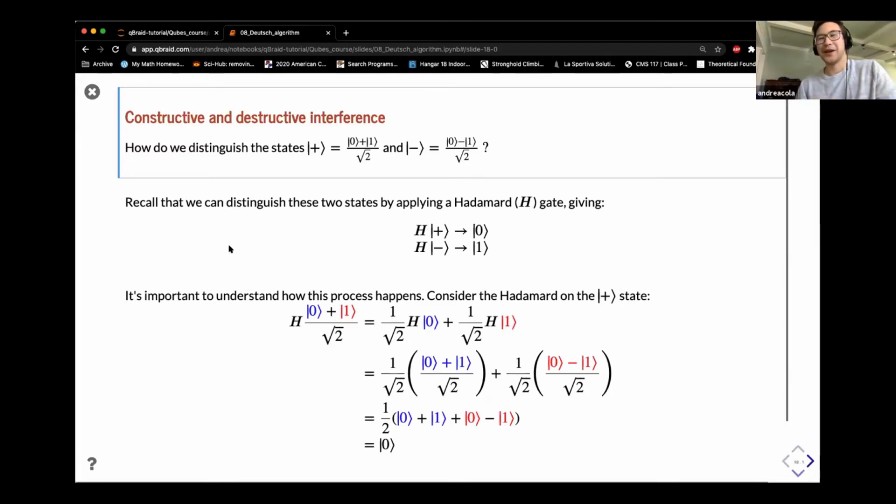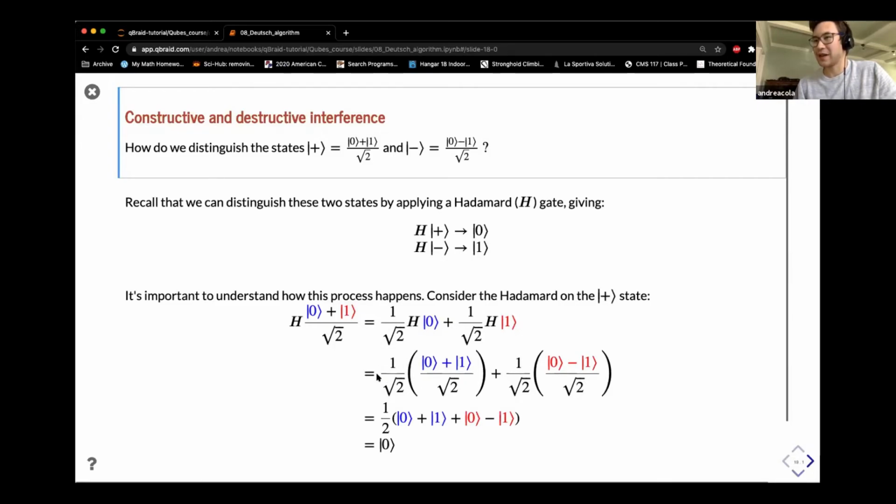And I want to spend just a little time to understand why these two states are mapped, one to ket 0 and the other to ket 1, even though they only differ by a relative phase. So it's all about interference, right? So consider starting with the state ket plus. If I apply the Hadamard gate to ket plus, by linearity, it's as if I'm applying it to ket 0 and ket 1 and summing the two terms.